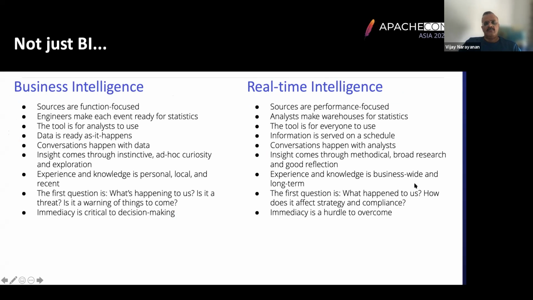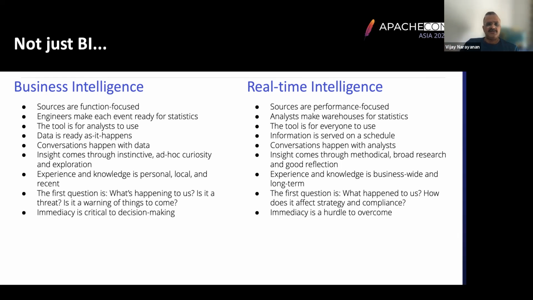So Druid brings two things together, business intelligence and real-time intelligence. You can see some of the differences here. Business intelligence is about function-based analytics, while real-time intelligence is more performance-focused. How soon can I do things? Business intelligence usually uses tools that are for analysts to use, while real-time intelligence tries to democratize this and make consumption tools available to the entire organization.